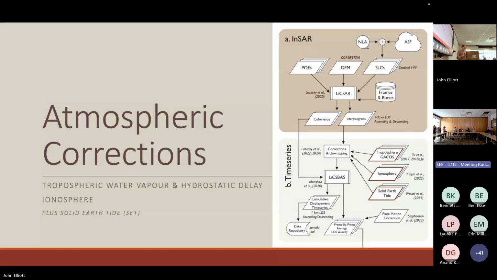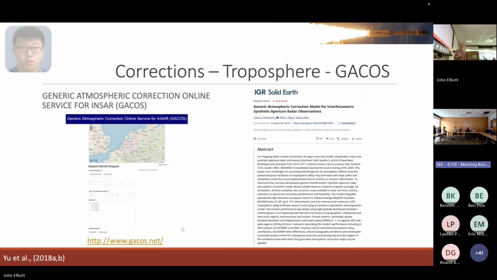So after generating all these interferograms, there's a lot of noise in them because we're trying to measure small velocities, small strain rates, and a large amount of that noise comes from the atmosphere, in particular the tropospheric water vapor and the hydrostatic delay that you get with it, and the ionosphere contributions. So we make a couple of corrections to those when we do the unwrapping. Plus, we also do one for the solid earth tide that I'll go into as well.